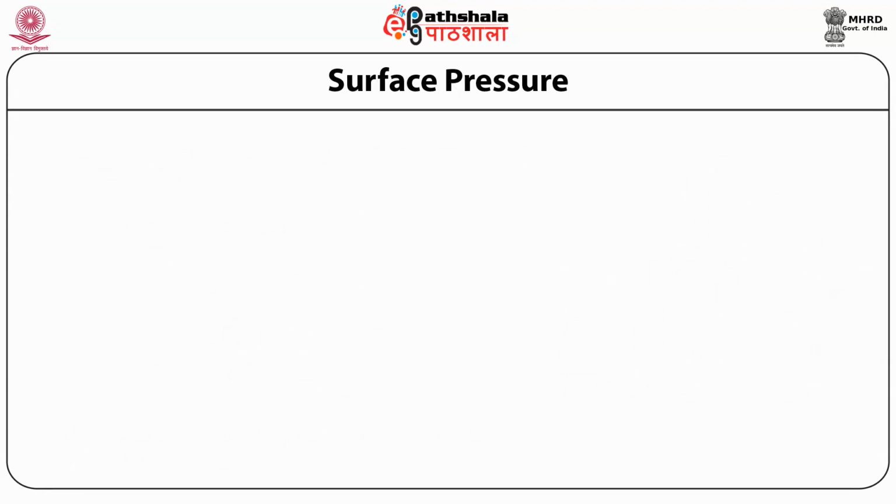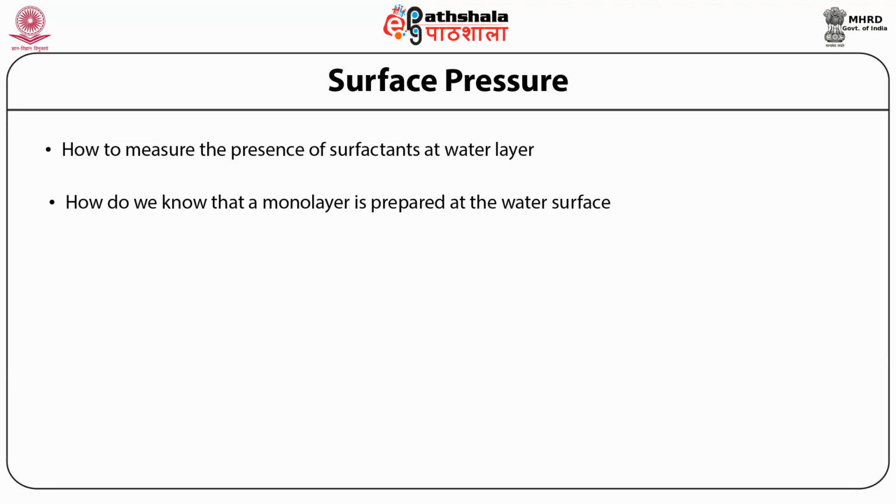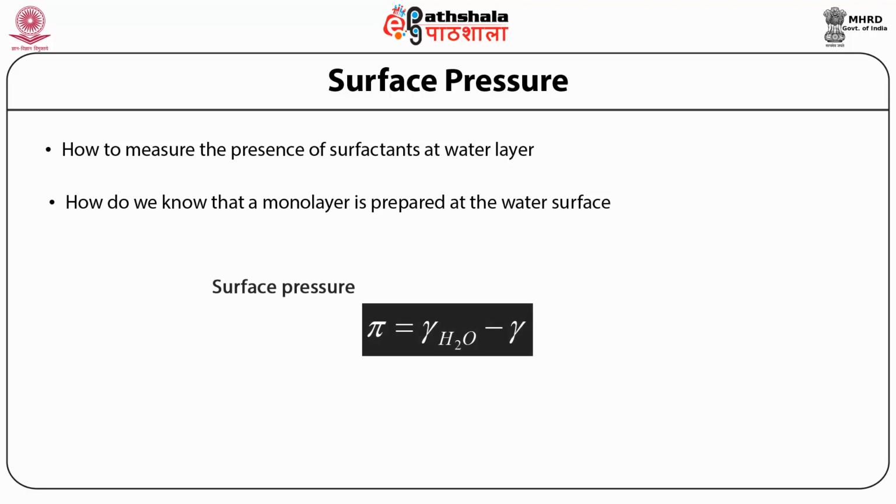So when we spread some molecules on the water, how do we measure the presence of a surfactant layer on the water surface? One way is measuring the surface tension. As you know, the surface tension of pure water is maximum. When you put something on the surface, some surfactant, you only reduce the surface tension, and therefore this equation gives pi equal to gamma H2O minus gamma. So this last gamma is when you spread something on the surface.